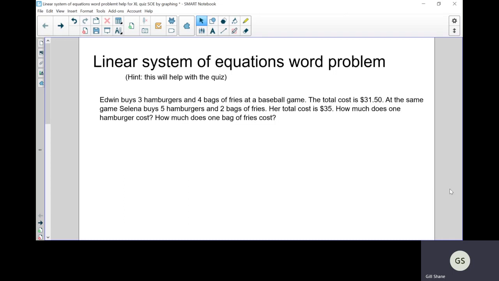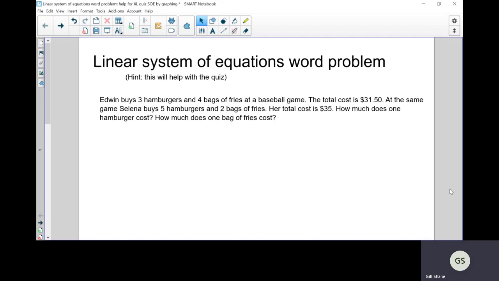It's a word problem. Edwin goes to a baseball game, and he's going to buy some food for himself and for whoever he's with, his family, his buddies, whatever. So he decides to buy 3 hamburgers and 4 bags of fries. So his total cost is $31.50. So Selena is at the same baseball game. She goes to the same vendor and buys 5 hamburgers and 2 bags of fries.